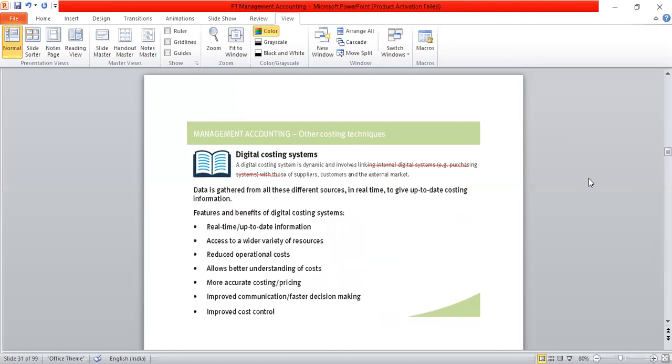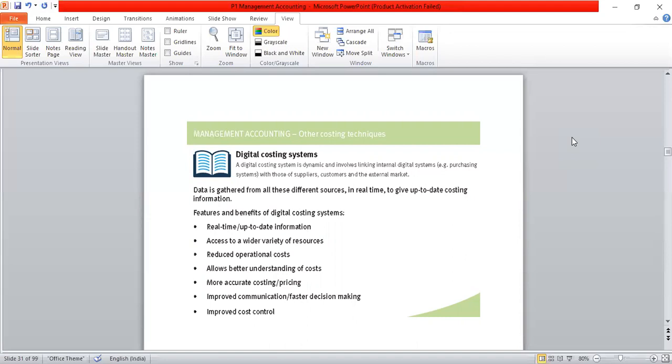There are certain advantages and disadvantages, benefits which are associated with the digital costing system. We will look into that now. After that, the next topic we have is variances. So maybe today we will discuss this and then take up the questions in the exam kit, and then tomorrow's class we can start with variance analysis.